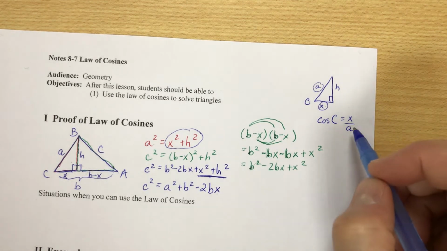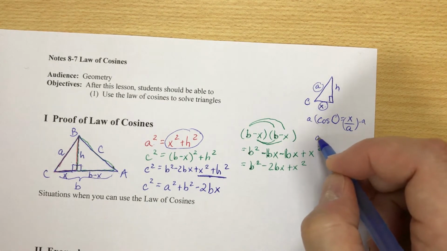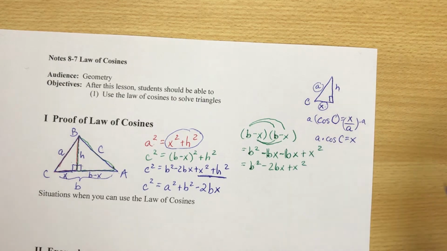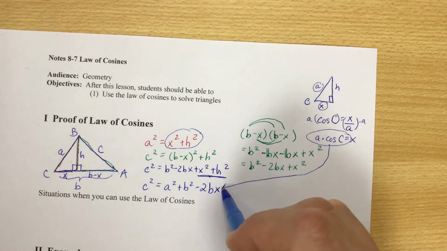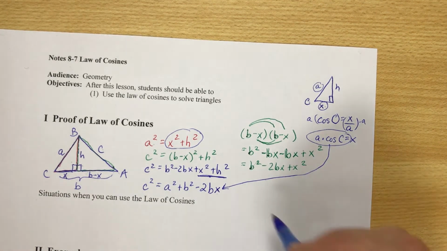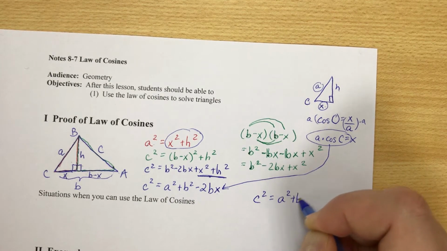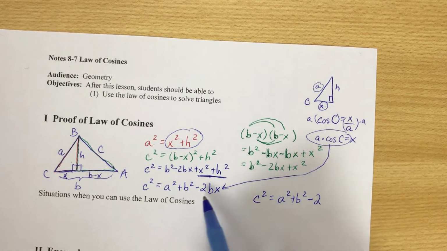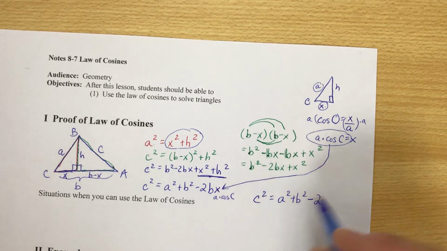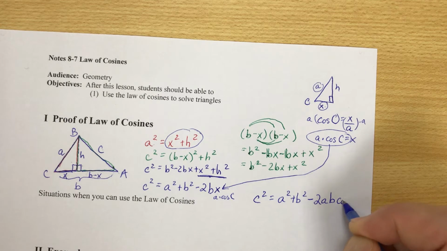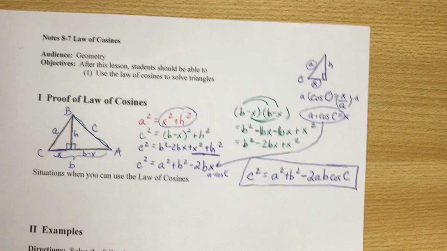And then what I can do is multiply both sides of the equation by a. And so what we get is a times the cosine of angle C is equal to x. Now I'm going to take this and substitute it for x right there. And so this is the final equation: c squared equals a squared plus b squared minus 2 times b times a times cosine c. I'm going to put the a in front of the b, so 2ab times the cosine of c. This is called the law of cosines.